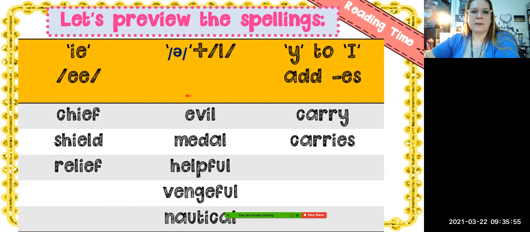All right, so we've got some spellings that we need to check out before we read our story. We have the IE spelling that makes the E sound, like in the words chief, shield, and relief. And then we have the schwa and the L together that makes the ul sound, like in evil, metal, helpful, vengeful, and nautical. That means like oceanish, ocean type things. And then we have words where we have to change a Y to an I before we can add ES. So the word is carry, and when we change it, it says carries.